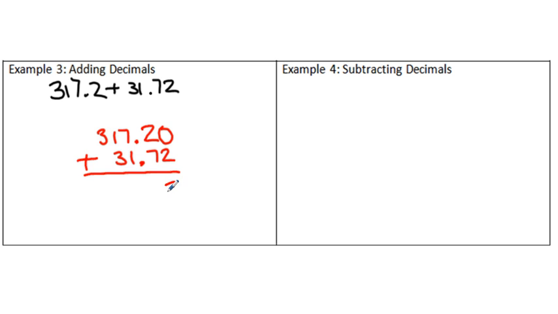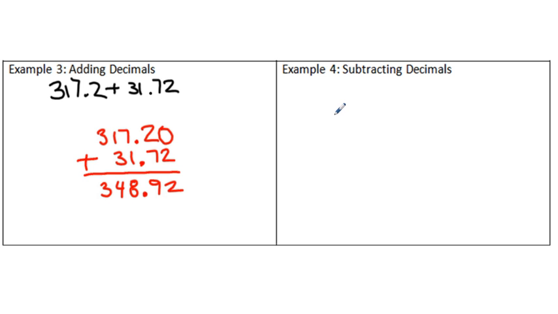0 plus 2, 2. 2 plus 7, 9. Decimal point, decimal point, decimal point. 7 plus 1, 8. 1 plus 3, 4. 3, bring it down. 348 92/100 is my final answer. Now let's move on to subtracting decimals.